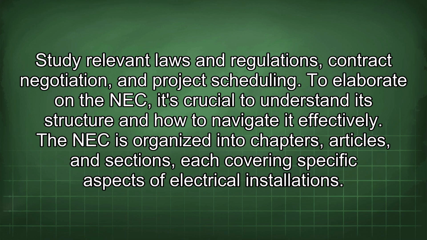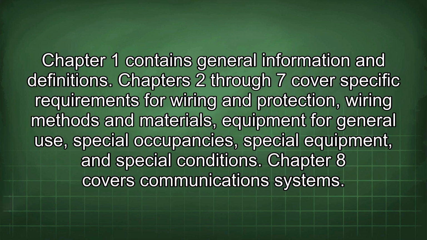To elaborate on the NEC, it's crucial to understand its structure and how to navigate it effectively. The NEC is organized into chapters, articles, and sections, each covering specific aspects of electrical installations. Chapter 1 contains general information and definitions. Chapters 2 through 7 cover specific requirements for wiring and protection, wiring methods and materials, equipment for general use, special occupancies, special equipment, and special conditions.